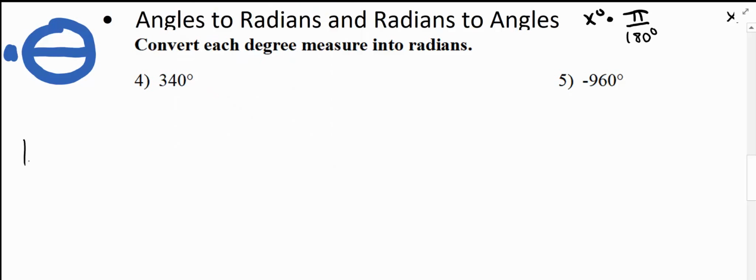All right, so we're going to take 340 degrees. We're going to multiply it by pi over 180. And there's a couple ways to do that. If you're using a calculator, it's pretty simple. You would take 340 degrees, multiply it by 1, hit the fraction button, 180. And then don't type in the pi. You'll need to remember to carry the pi down.